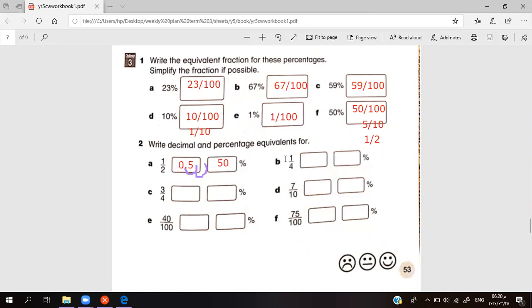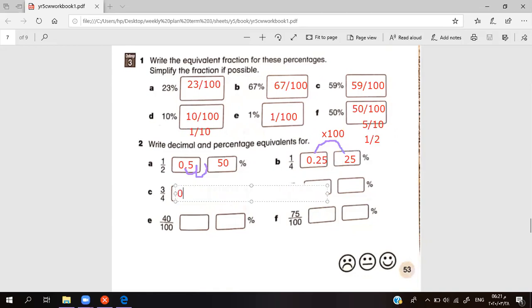Let's do number B. The quarter is what? It's 0.25. To make this decimal into a percent, I'm going to multiply it by 100. From decimal to percent, I multiply by 100. My decimal will move 2 places, so it's going to be 25%.